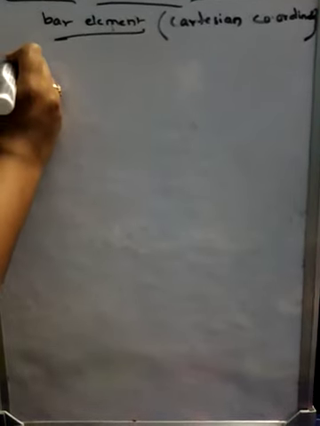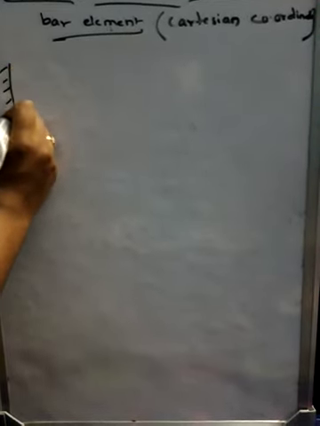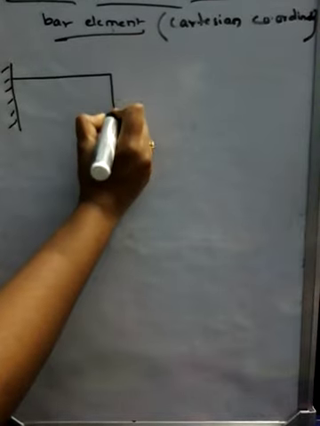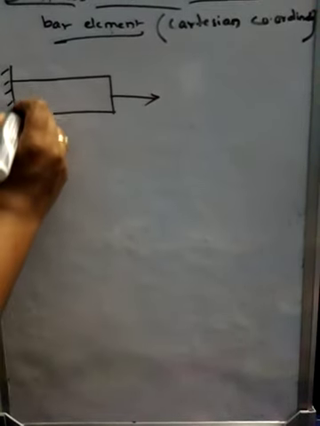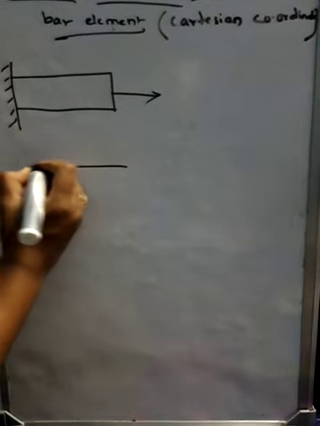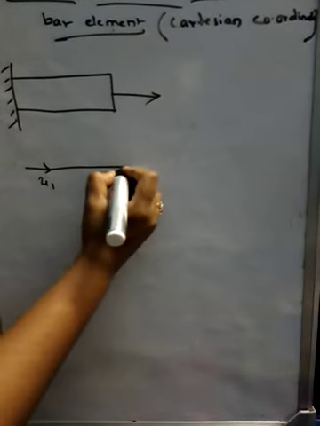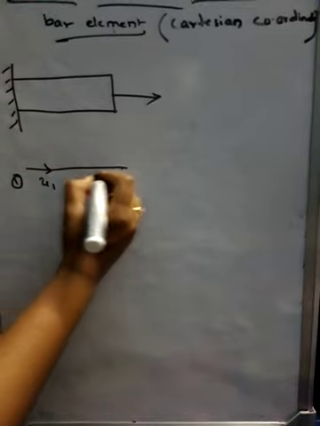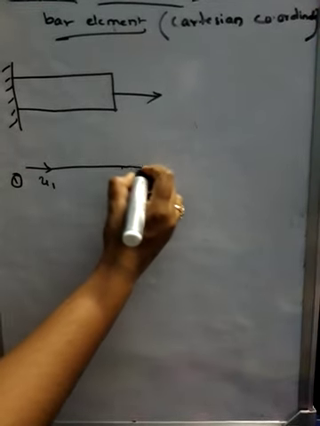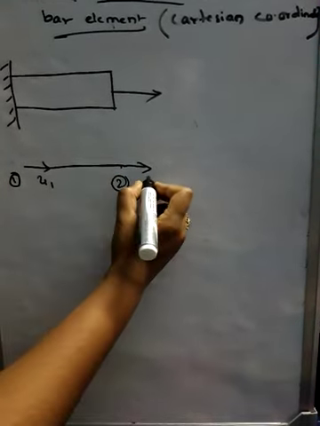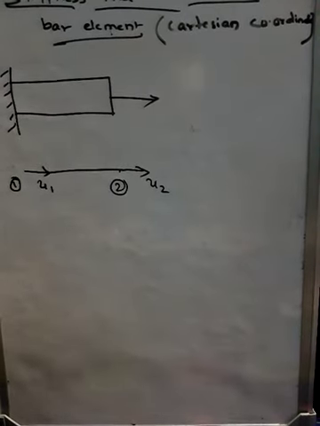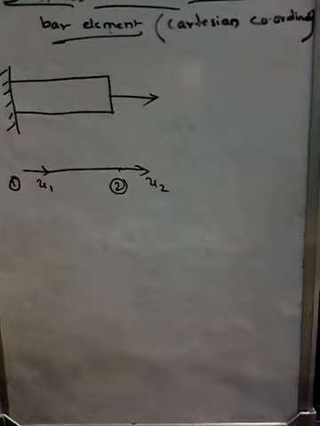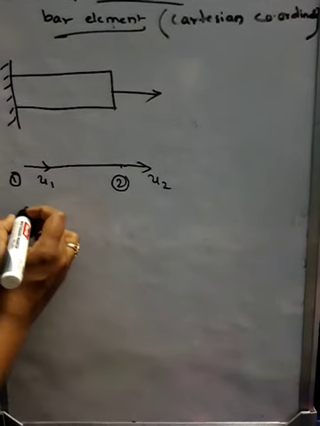So let us consider a two-noded bar element. This is a bar element, that is two-noded bar element. This is U1 and let us write first nodes. This is first node and second node. At first node you have U1, at second node you have U2. Then I'll calculate the shape function first.